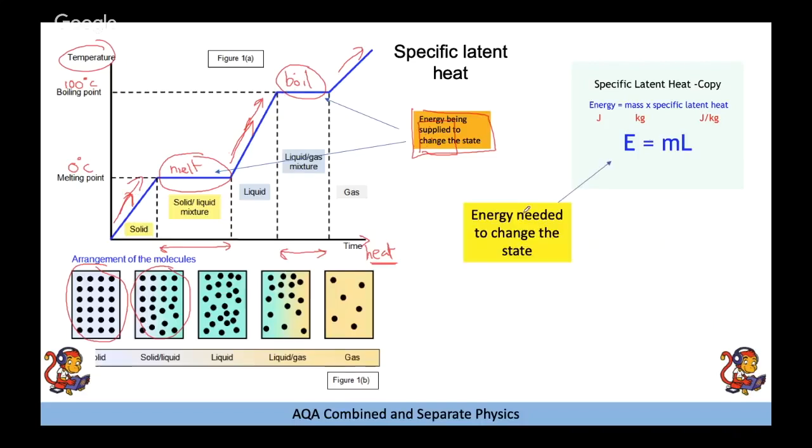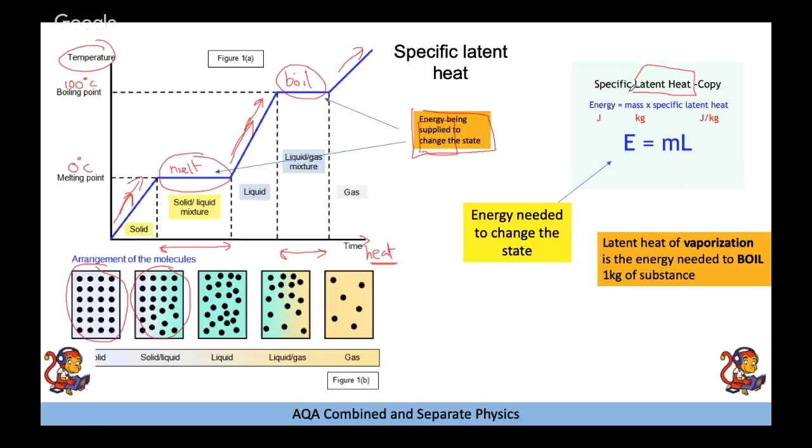So here we go. This is the energy needed to change the state on these sections here, how much energy is put in. So there are two different types of specific latent heat. One for this one here, and one for this one here. So the latent heat of vaporization is the energy needed to boil 1 kg of substance. So remember, vaporization, making a vapor, making a gas, is to do with the boiling. And the latent heat of fusion is to do with melting. And think fusion, you're fusing things together, so kind of the opposite of melting.